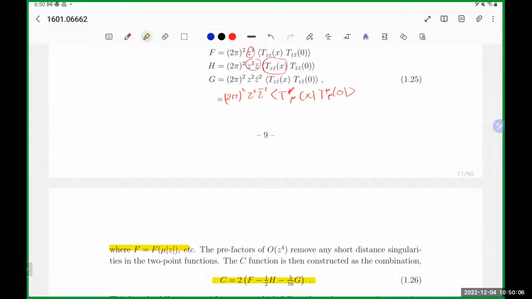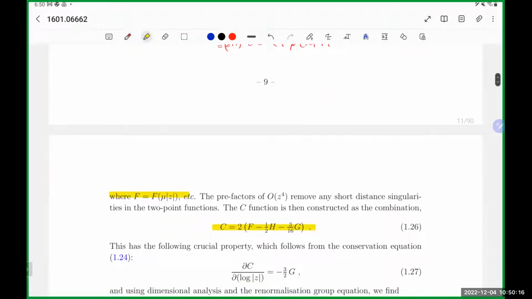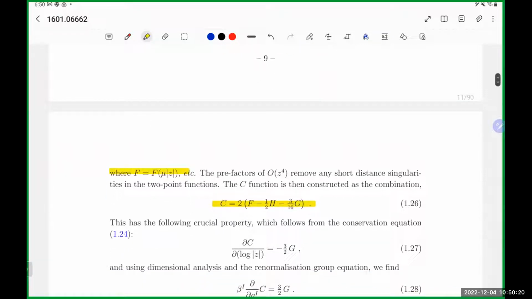So we constructed that function as basically this linear combination of f, g, and h. And we want to show that this function monotonically decreases along the RG flow from the UV to the IR, and it's equal to the central charge of the conformal fixed point. Good.